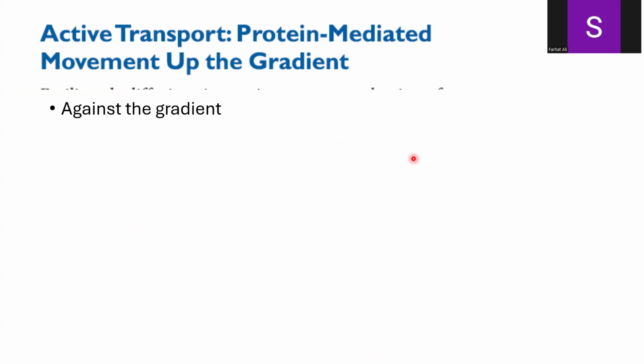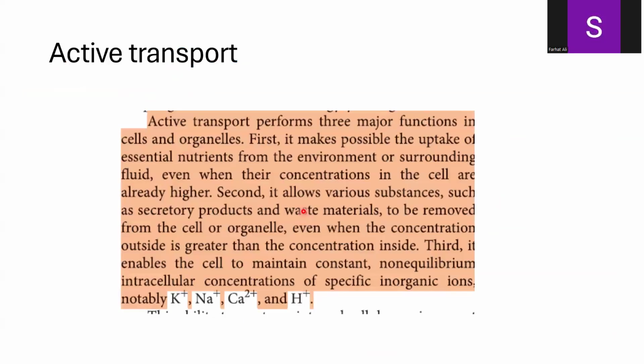Active transport processes are mediated against the concentration gradient. There are various important functions. For example, this is important for the uptake of nutrients from the environment. Secondly, it is important for processes like secretions or waste materials to be removed from the cell. And then it is important for maintaining a suitable concentration of substances required for different types of processes.